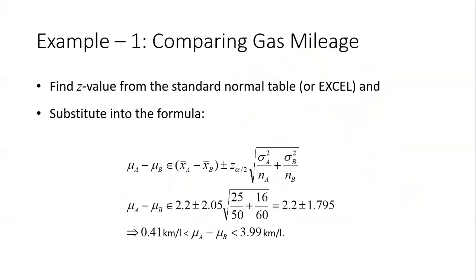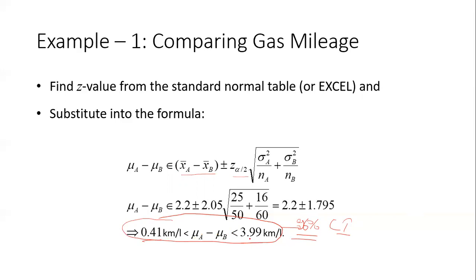Okay, now just find the confidence interval. So remember the confidence interval, its formula was xA bar minus xB bar plus or minus z alpha over 2 times the square root of sigma A squared over nA plus sigma B squared over nB, right? Just plug in the values. It turns out that mu A minus mu B, the difference, is between 0.41 and 3.99, okay? So at what level, of course? So this is a 96% confidence interval, okay? So I am 96% sure that the difference of A and B is between 0.40, let's say almost, and 4, okay?